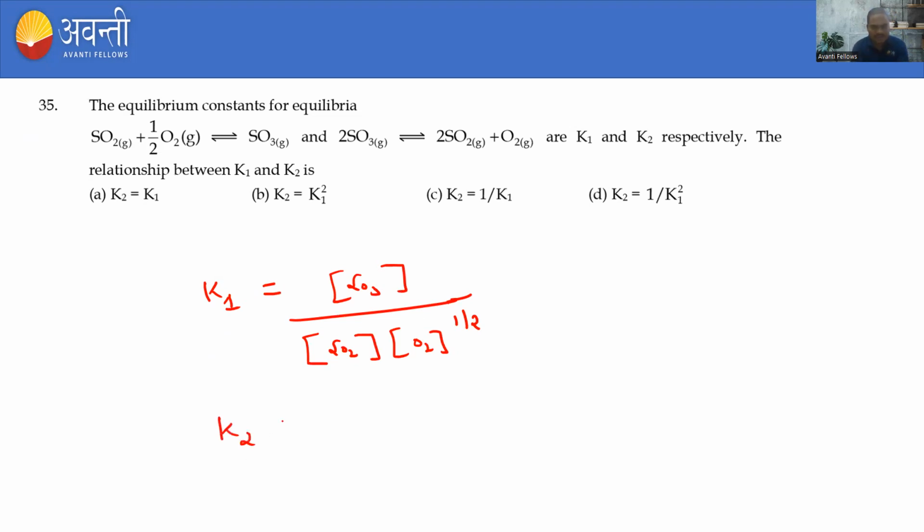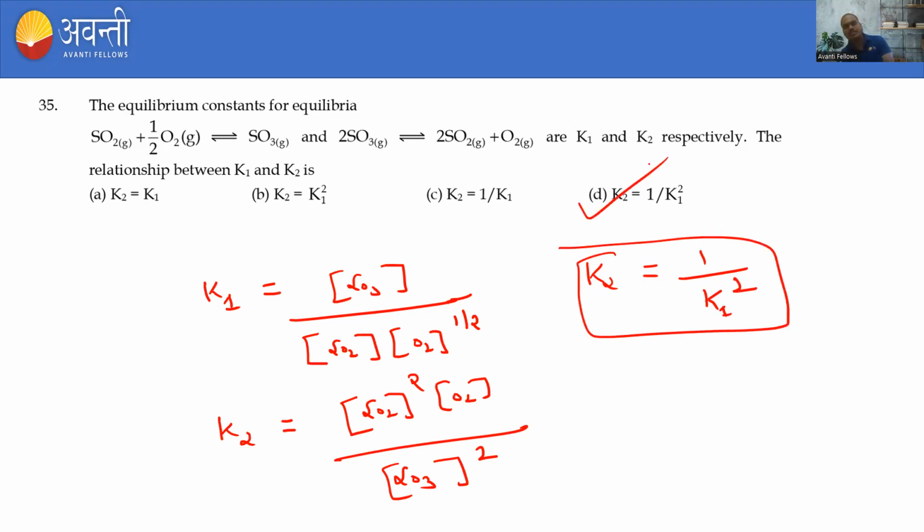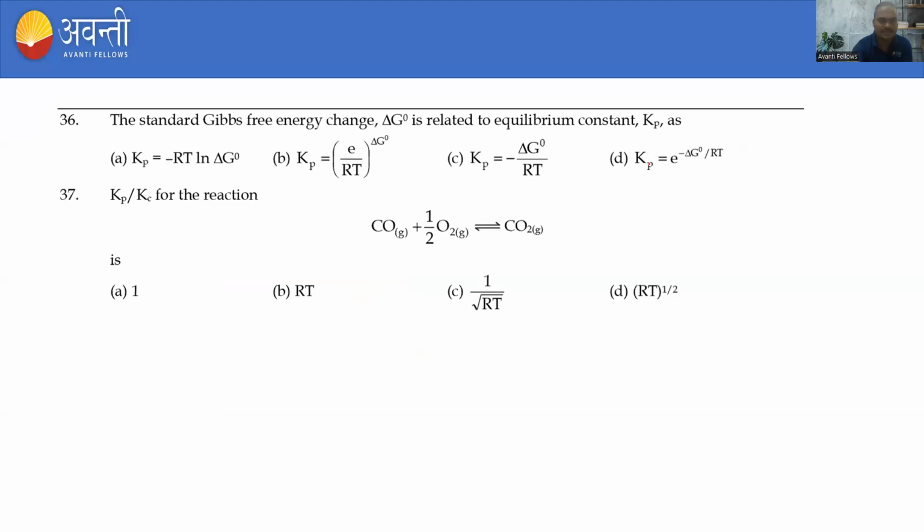Here also we have K2. So how will you write the expression for K2, beta? K2 is equal to concentration of SO2 raised to the power 2 times O2 divided by SO3 squared. Right. So we can easily see the relationship between K1 and K2. That is, K2 is nothing but 1 upon K1 square. So K2 is 1 upon K1 square, right? So option D is absolutely correct.